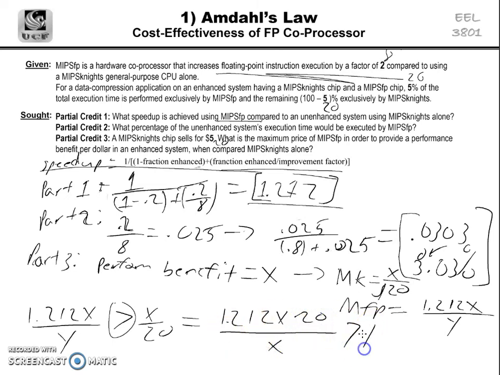is greater than y, right? And the x's cancel out here. This is a multiply, which leaves me with y is less than 1.212 times 20, which gives me $24.24 as my final answer.